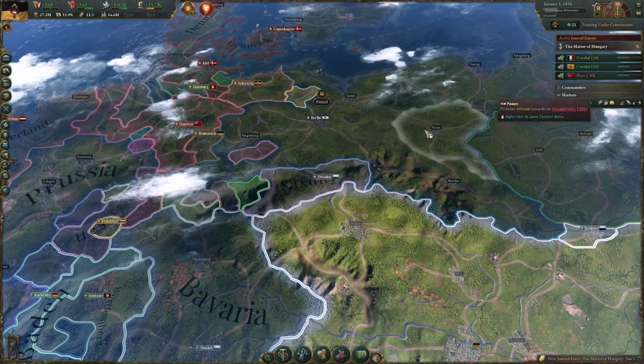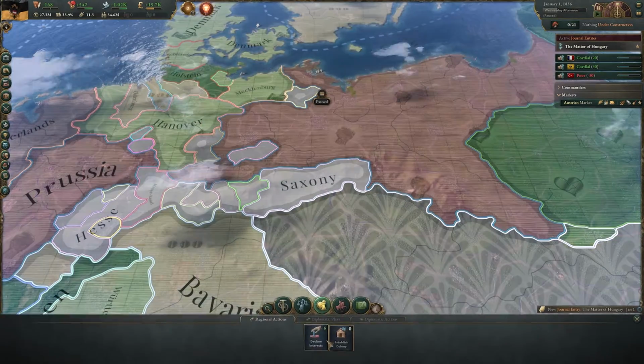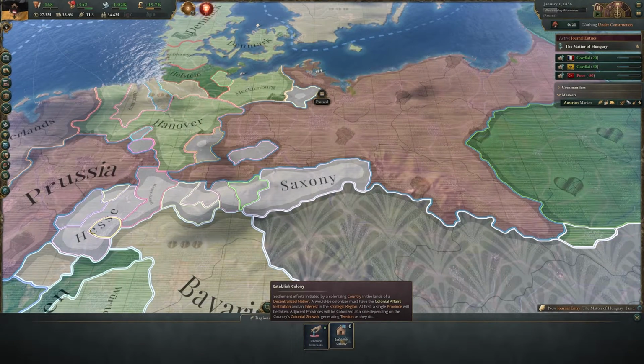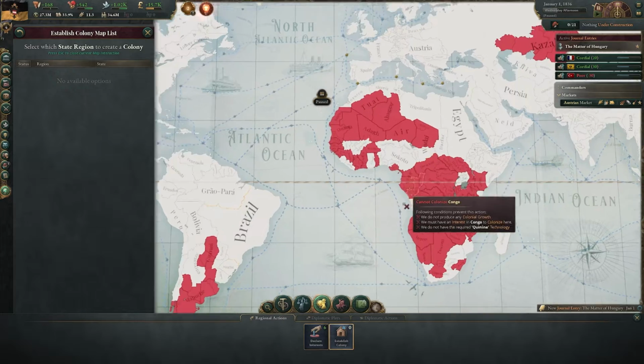I could side with Saxony, I could declare neutrality, I could do all sorts of things. But that's essentially what your declared interest does. Now, if you have the Colonial Affairs Institution and an interest in a region, you can definitely start colonies.